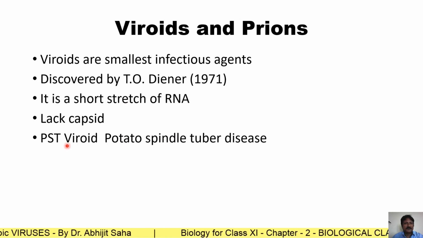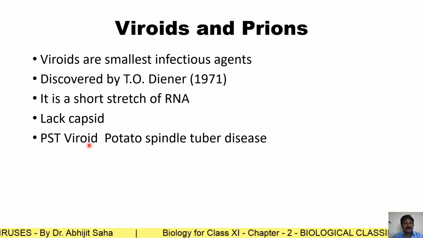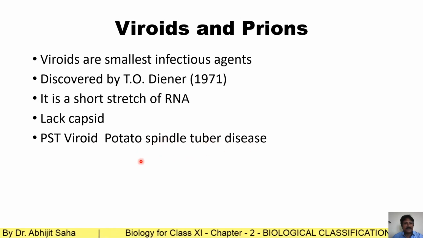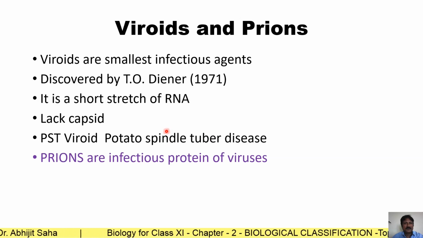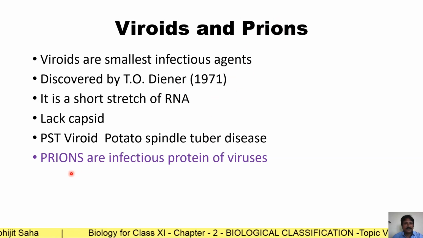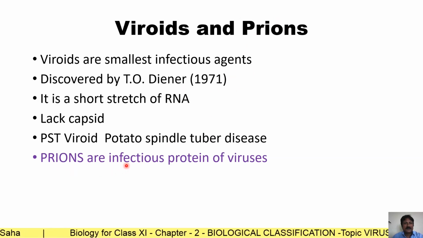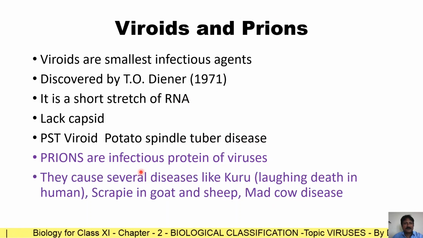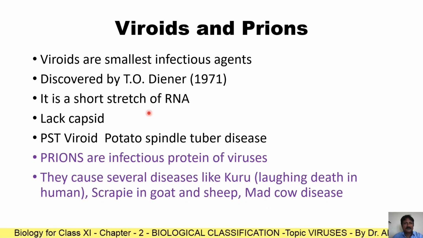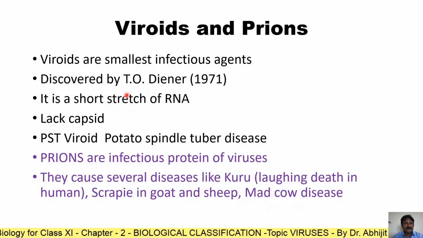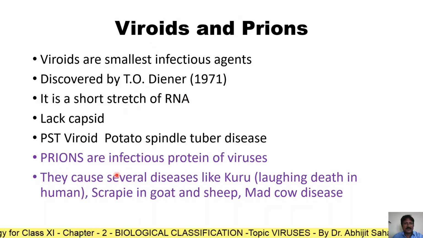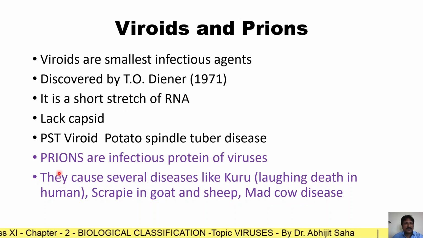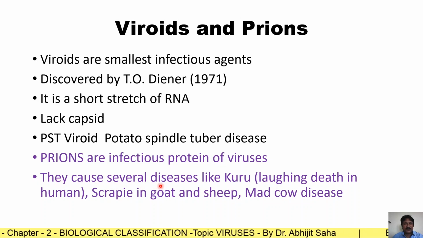For example, PSTV viroid, this is the potato spindle tuber disease causing viroid. Next is prions. These are infectious proteins. Viroids are short stretches of RNA and prions are infectious proteins. These prions are also disease causing.